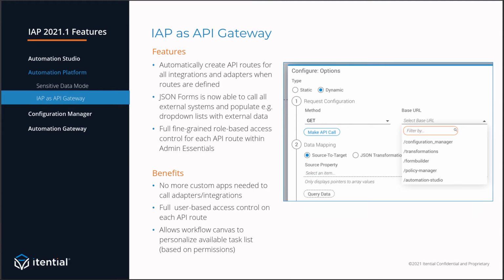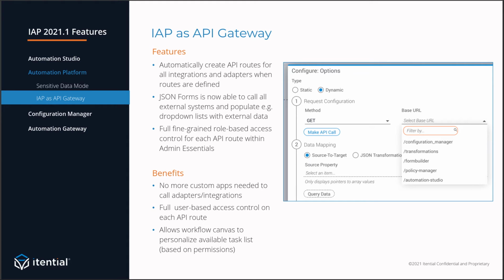And the other new thing that I want to highlight on the platform side itself is being able to use IAP as an API gateway. What that means is we now create API routes for all adapters and integrations that have the routes field enabled, which is most of them, at least all the ones that we have in our open source directory. It's all of our integrations.